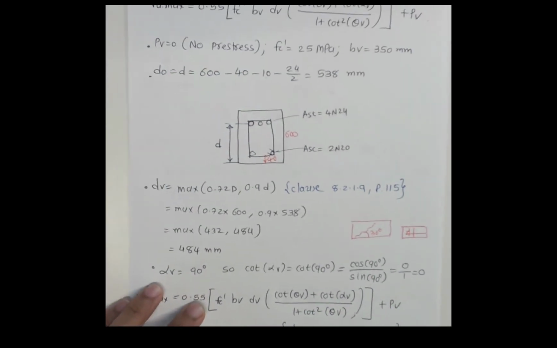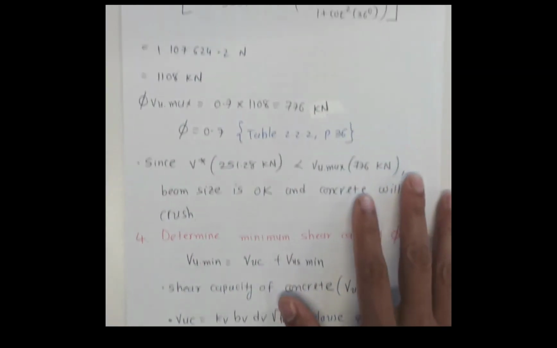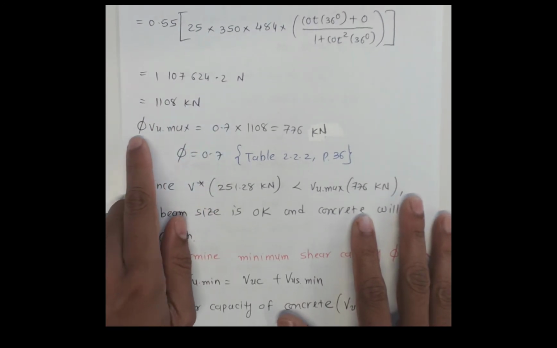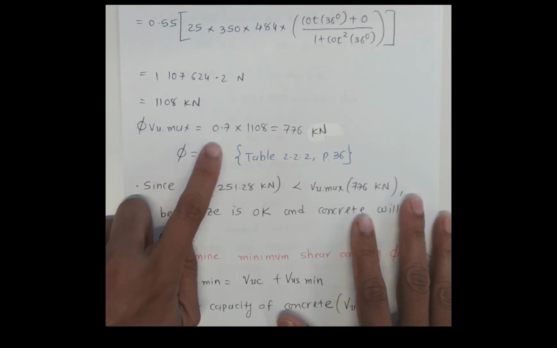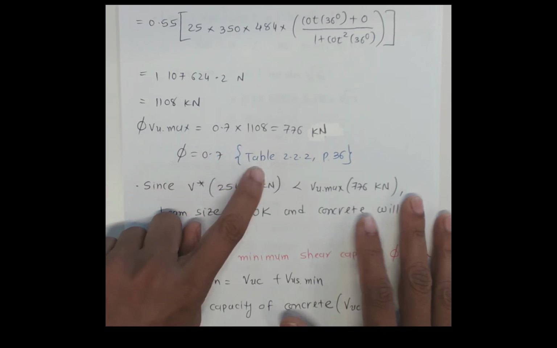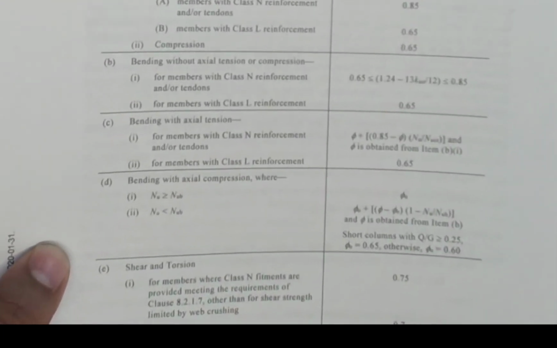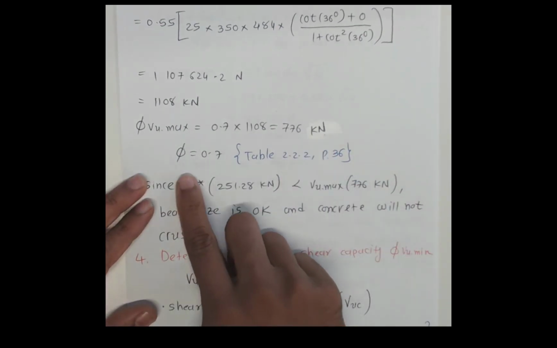PV equal to 0. Using the calculator we can find this in newtons and divide by thousands, which gives us 1108. Now phi is the reduction factor times VU maximum. This reduction factor is given in table 2.2.2 on page number 36. We have class N fitments in the table, but we have R fitments, so we take a 0.7 reduction factor. That multiplication gives 766 kilonewtons, so that phi value is 0.7.